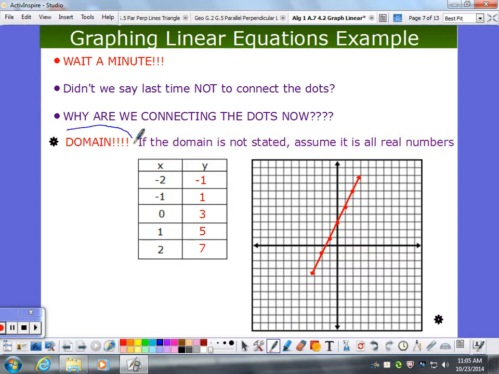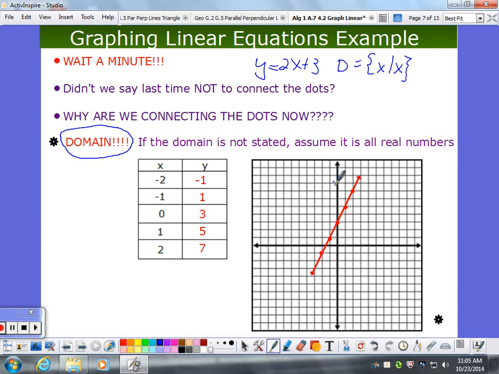Domain is the key word here. If they don't say what the domain is, they just say graph this, they're basically asking you to find all the solutions to an equation. So this equation was y equals 2x plus 3, right? When they say graph this, they're telling you, find all the solutions. So to find all the solutions, I'm going to use a domain of all real numbers. Unless I'm told otherwise, that's my domain.